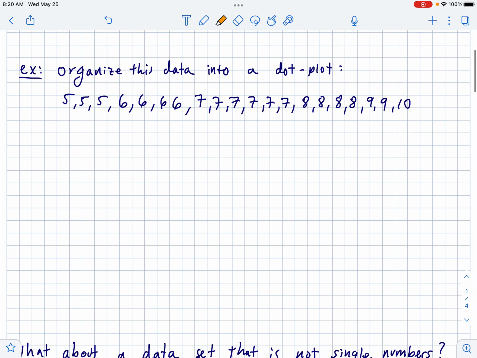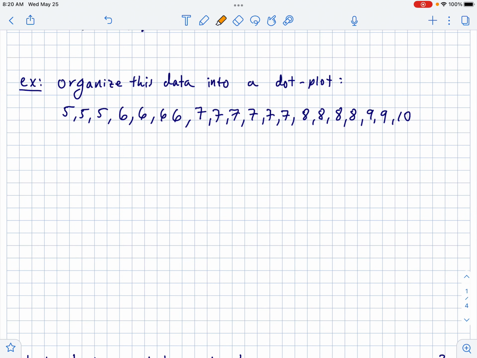Before we get to correlation, we're going to do a quick example about how to organize this data into a dot plot. A dot plot is very, very similar to a histogram because it's kind of a visual representation of how frequent the certain data numbers are. So when I look at this, I see that there are 3 5s, 4 6s, 6 7s, 4 8s, 2 9s, and a 10.